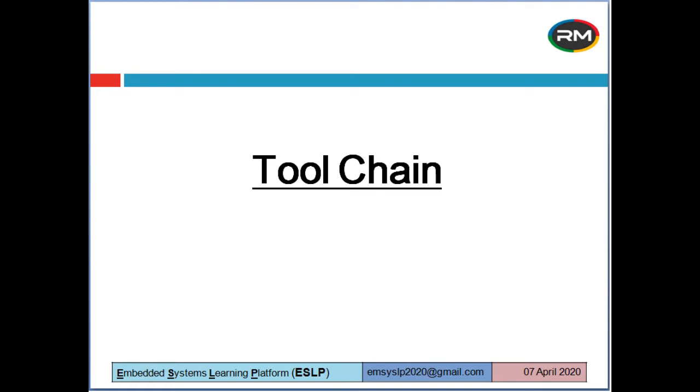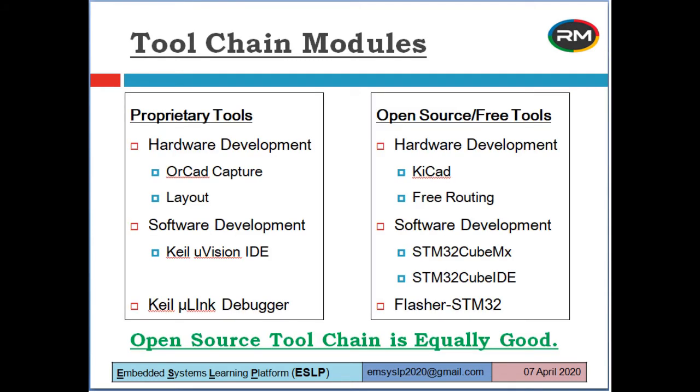Toolchain refers to the group of software modules that need to be installed on your computer for carrying out different phases of the development of STM32 microcontroller based embedded systems. Various toolchain modules can be divided into hardware and software development tools. Hardware development tools help the engineer in designing a PCB for the hardware realization. Software development tools help the engineer with the firmware or application development for the system.